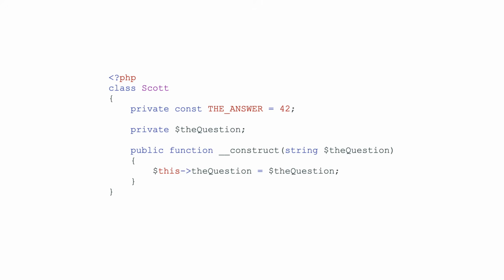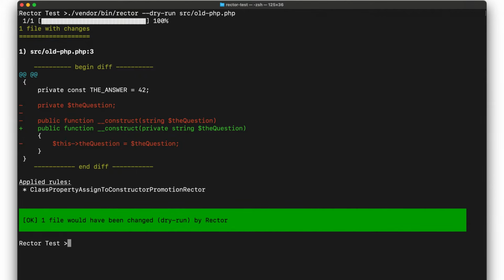Now, it's perfectly functional code, but it was clearly written before PHP 8.0 was released because it's not using constructor property promotion. However, if our composer.json requires PHP 8 or greater, and we run Rector using its dry run mode, it will show us how it can upgrade our code to use constructor property promotion. And then we can also run it without the dry run option to perform the refactoring automatically.